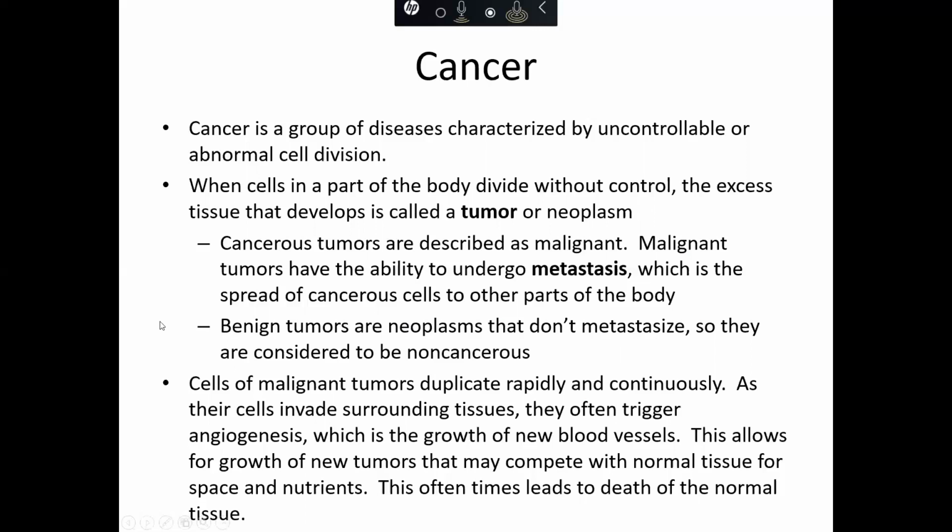Now, going back to malignant tumors, the cells of those malignant tumors can duplicate rapidly and continuously. And what ends up happening is the cells then invade surrounding tissues where they trigger angiogenesis, the growth of new blood vessels. And that's because our body doesn't really understand and know that those cells are bad. They act like just normal cells, but what ends up happening is they compete with normal tissue for space and nutrients, which can often lead to death of the normal tissue.